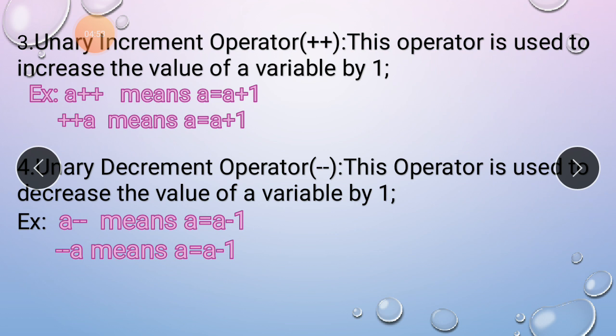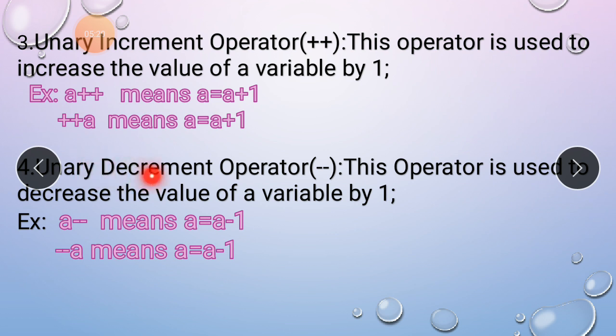We can also write this plus plus operator before the operand. Plus plus A means A is equal to A plus 1. Both indicate A is equal to A plus 1. A plus plus and plus plus A are one and the same. The value of A will be incremented by 1. This is about the unary increment operator.